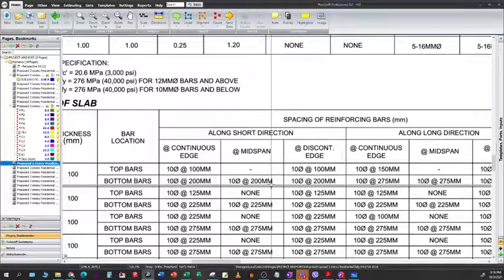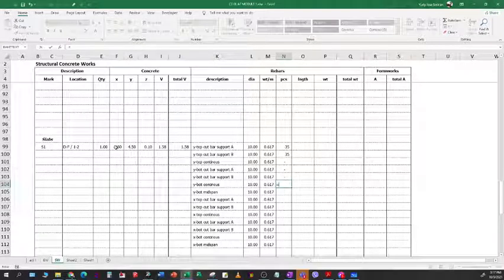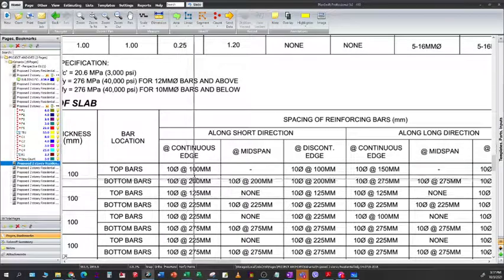How about for the bottom bars? Is there a cut bar? If you analyze here, for the bottom bars, the spacing here is 200. The spacing at the midspan is 200, as well as here 200. So therefore, there is no cut bar. There are only continuous bars at the bottom. So 0 cut bar, 0 cut bar, and then we have continuous bar. So for the continuous bar, that will be 3.5 divided by 200 or 0.2, because the spacing here is 0.2.